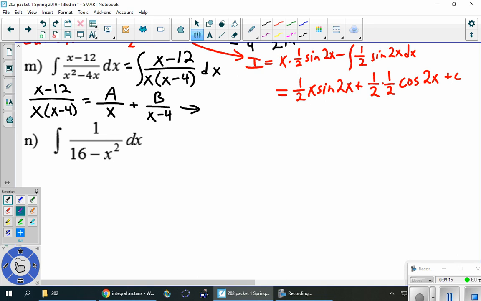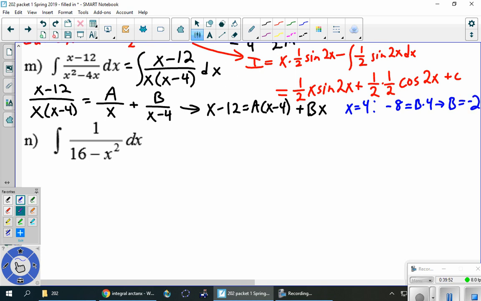We're going to multiply both sides by x and x minus 4. Left-hand side just becomes x minus 12 equals a times (x minus 4) plus b times x. Then we will pick some nice values of x to find the values of a and b. So for example, if we let x equal 4, then the left-hand side becomes negative 8, and on the right-hand side, the parentheses goes to 0, and then the other part is just b times 4. So that means that b is negative 2.